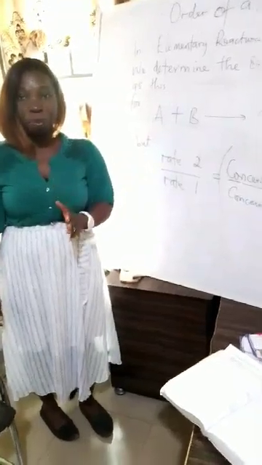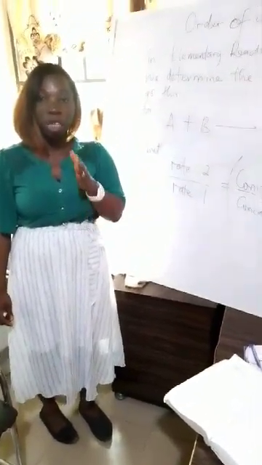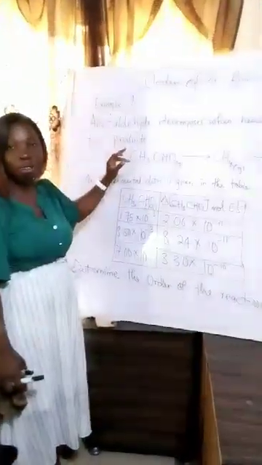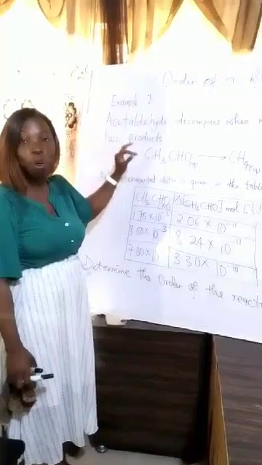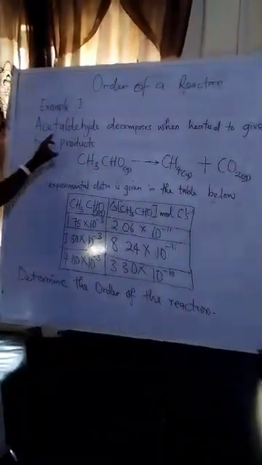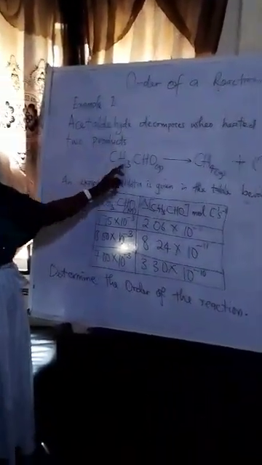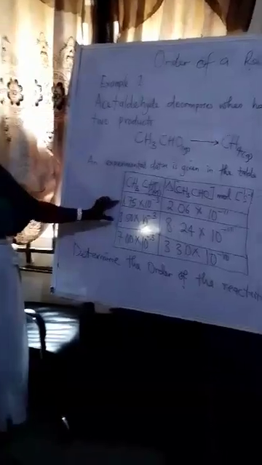So we are going to take an example to explain how the order of a reaction is calculated experimentally. Like I said earlier, the order of a reaction is experimentally determined for a complex reaction. If you look at this example, the question says acetaldehyde decomposes when heated to give 2 products. This is acetaldehyde. It's heated to give us methane gas and carbon dioxide. And this reaction was done in 3 experiments.